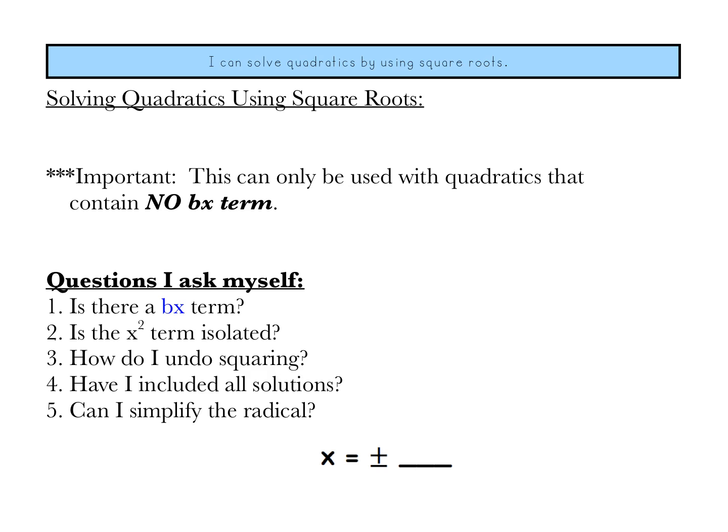Alright, so the biggest thing that you have to keep in mind, the only time we use the square root method is when there is no bx term. There's no linear term. So I just have the quadratic term and the constant term at the end. So the first question we always ask ourselves is, is there a bx term? Because if the answer is yes, then I can't use the square root method. Then, is the x squared term isolated? How do I undo squaring? And have I included all solutions? So that's reminding you to have the positive and the negative version. And then we're going to talk about simplifying the radical, which is review of Algebra 1, but it may be a little rusty for you.